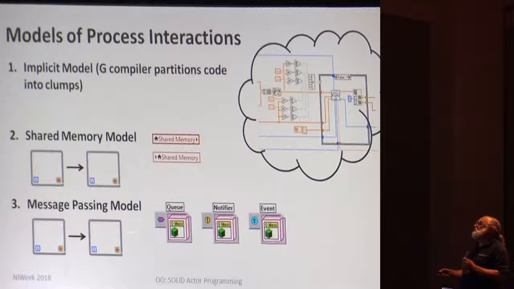The second one is the shared memory model. You have 2 threads, and they need to communicate, producer, consumer. So you take a local variable, a global variable, whatever, action engine, and push data from one loop to another. And I'll talk about it to underline the problems you get when you use shared memory. And the third one is message passing. It's also available in LabVIEW, and this is using queues, notifiers, events, whatever.